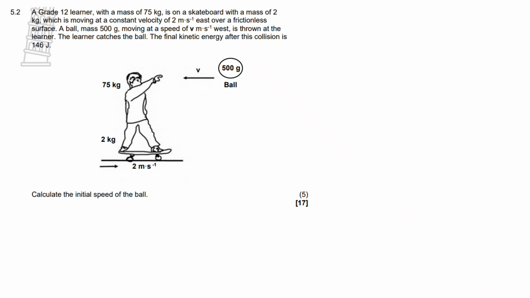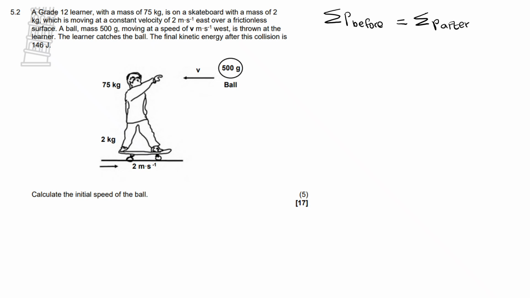So the learner catches the ball. Then we're also given the kinetic energy after this collision. So guys, first thing first, they want us to calculate the initial speed of the ball. So the formula that we're going to use for this problem is the momentum before, the change in momentum. Let's call this the change in P before. It's equal to the change in P after. Please, I'm going to take you step by step.